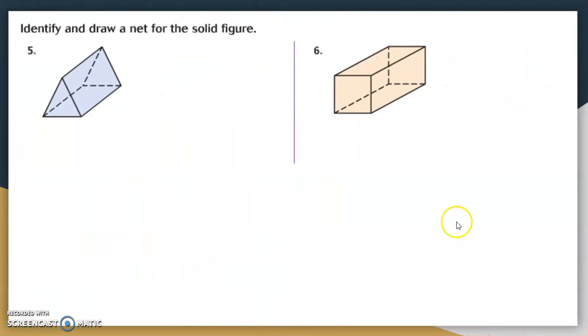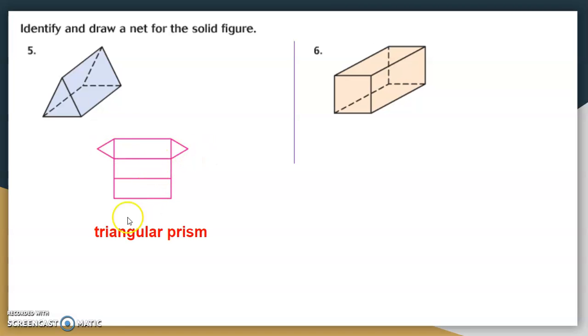All right, here we're going to identify and draw a net for the solid figure. So this does not have a point, so it's not a pyramid. It has triangular bases, so that means this would have to be, there's my bases. So this is my net, where we would have it unfolded. This would be a triangular prism. So on this one, even though it appears that the bases are squares, we typically don't call this a square prism. We call it a rectangular prism.